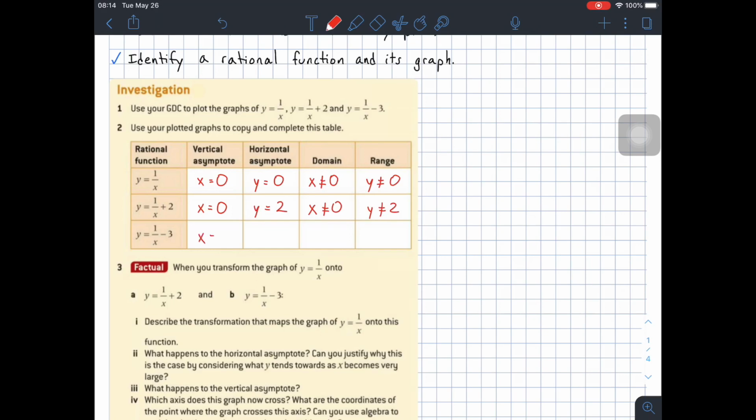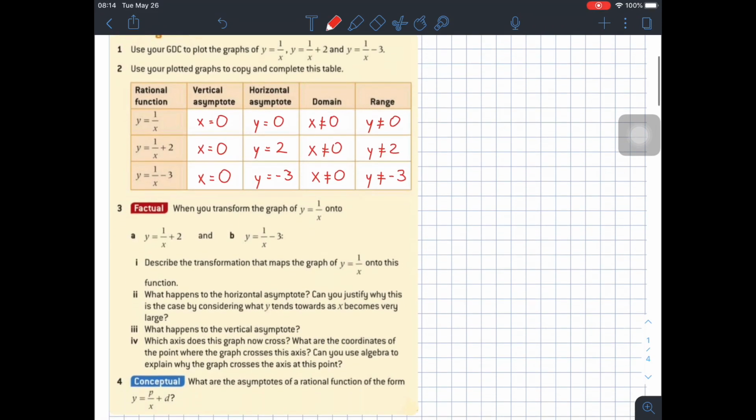So, vertical asymptote, x equals 0. Horizontal, y equals -3 in this case. So the domain would be x different from 0, the vertical asymptote, and the range y different from -3, the horizontal asymptote.